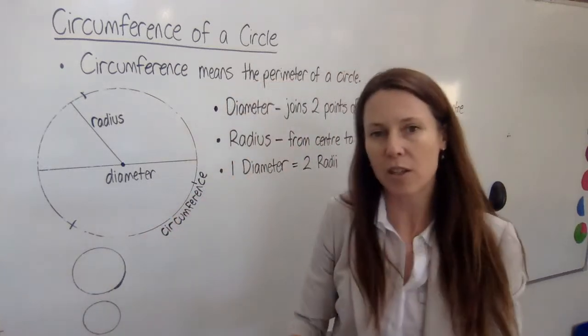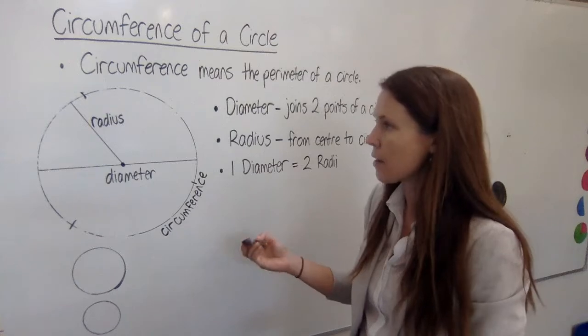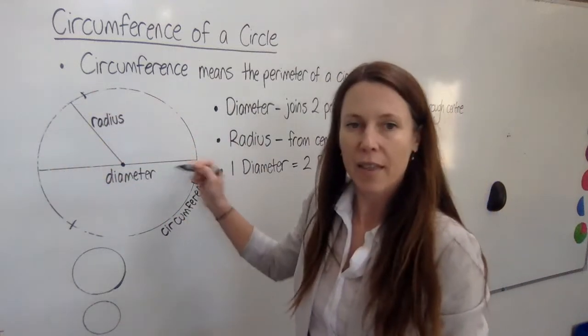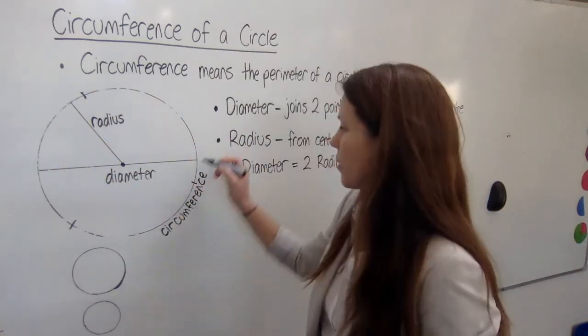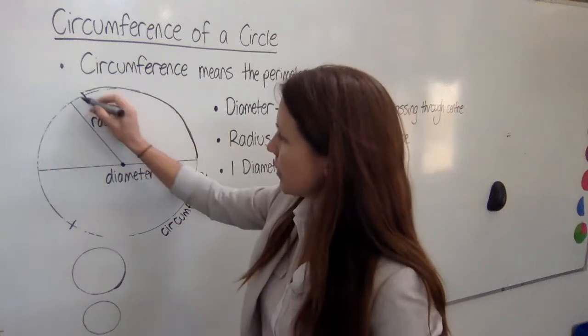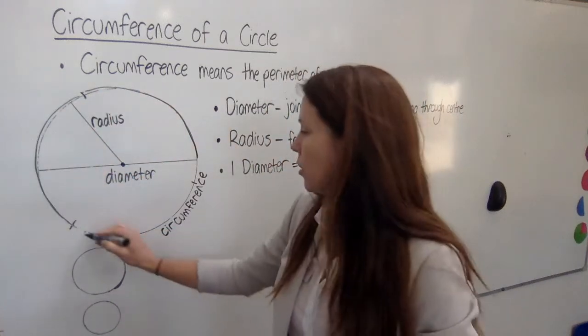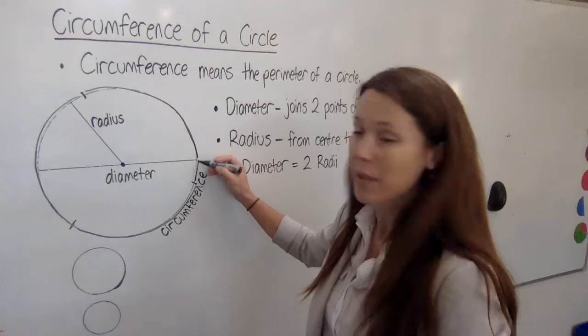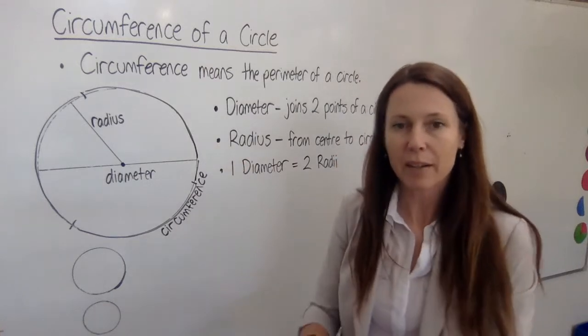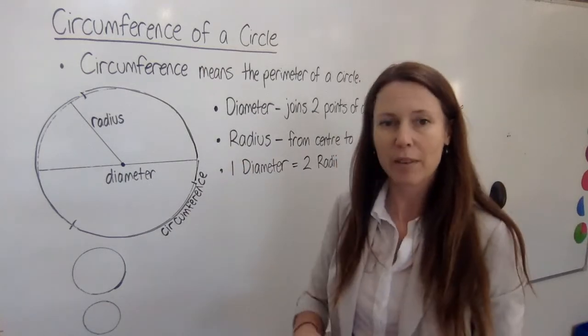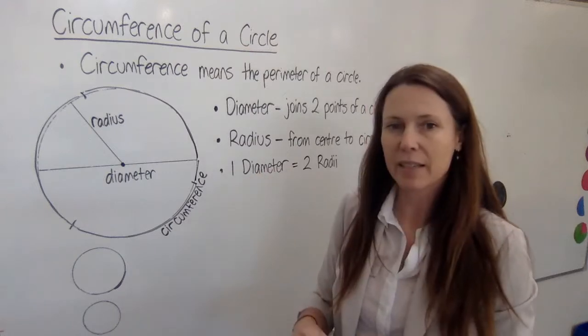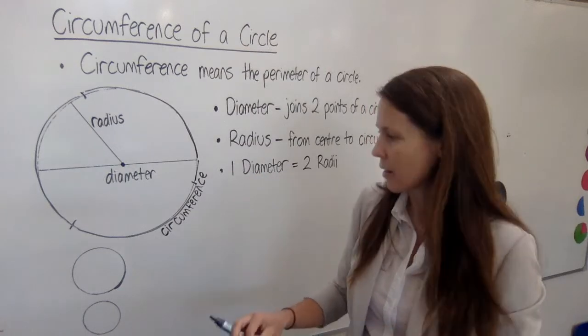All right, so the question that you need to ask yourself then is, how many diameters are there in one circumference? Well, 1, 2, 3 and a bit. And 3 and a bit sounds like a bit of a dodgy sort of number, but 3 and a bit is exactly how many diameters there are in a circumference.